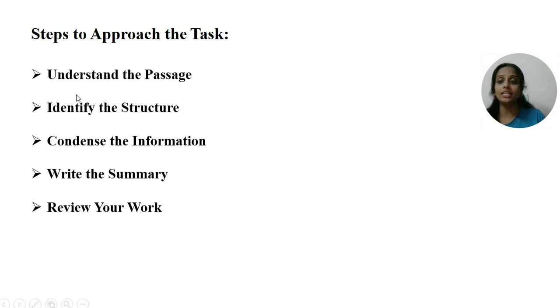When it comes to the steps to approach the task, the first one is understand the passage. Read the given passage or text thoroughly. You need to pay attention to the main idea, supporting details, highlight keywords, key statistics, or recurring themes.